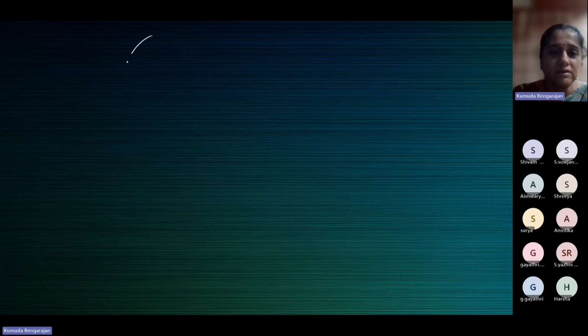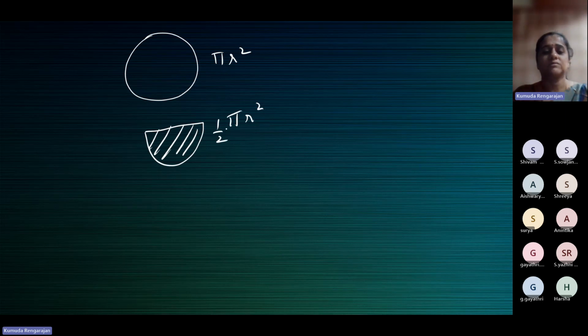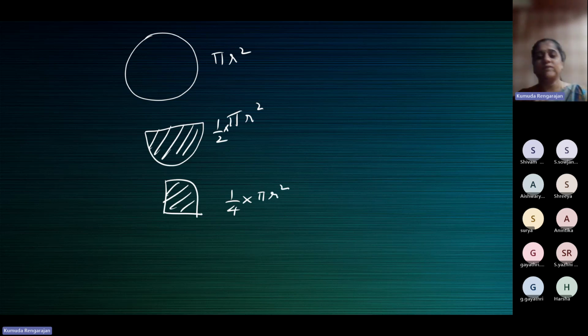When it comes to area, the area of a circle is pi r square. Area of a semicircle is pi r square by 2, or half of pi r square. Area of a quadrant is 1 by 4 into pi r square. Pi r square is for the full circle, so 1/4 of pi r square.